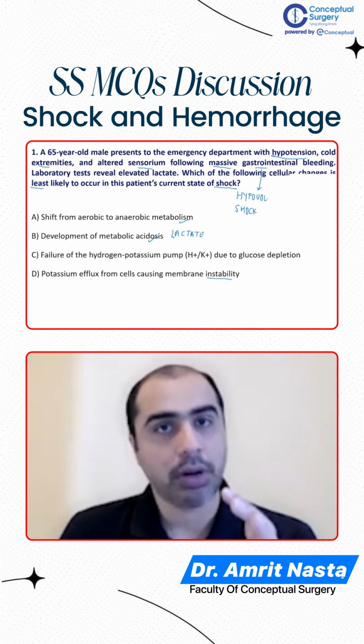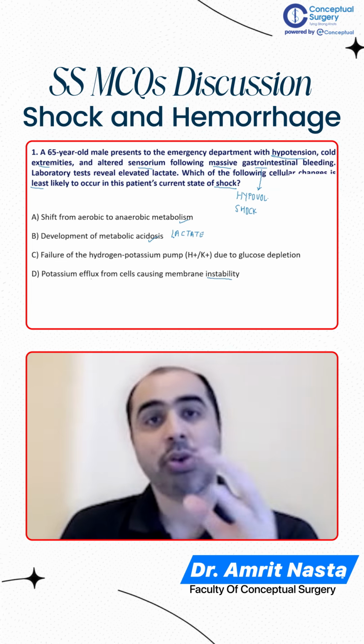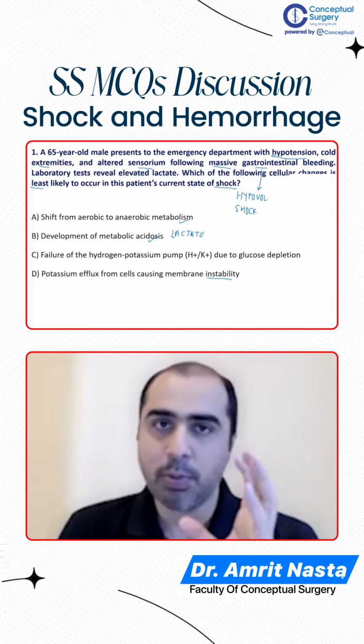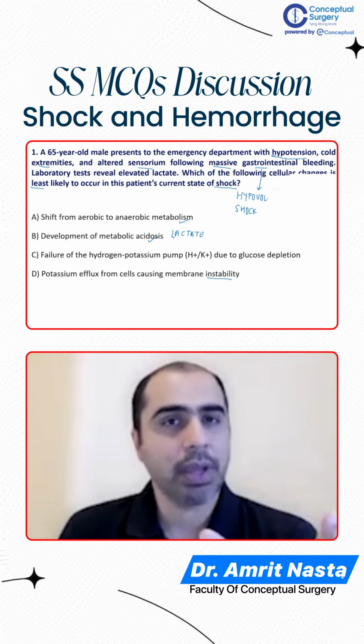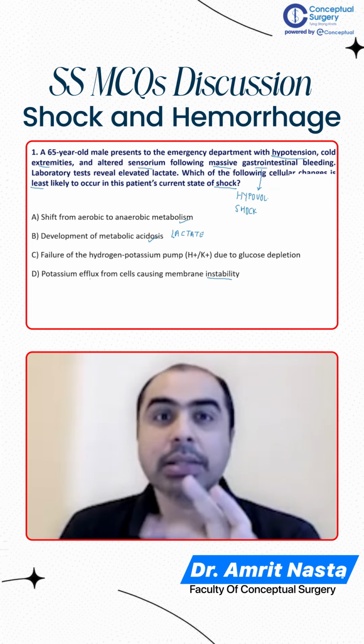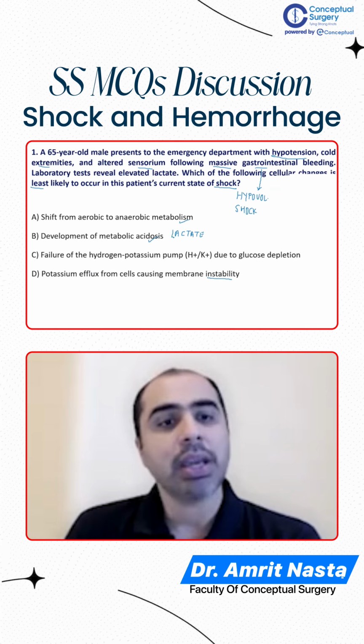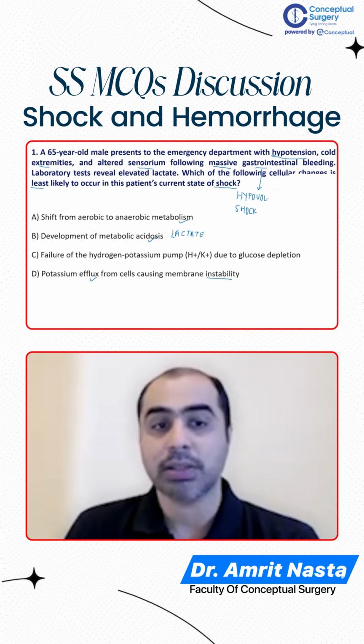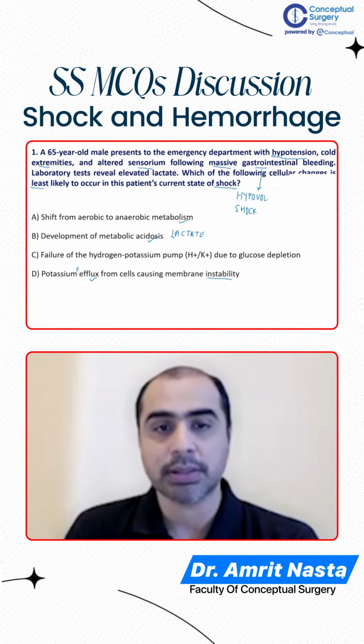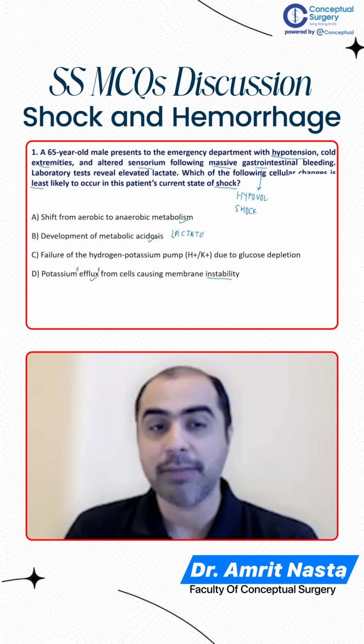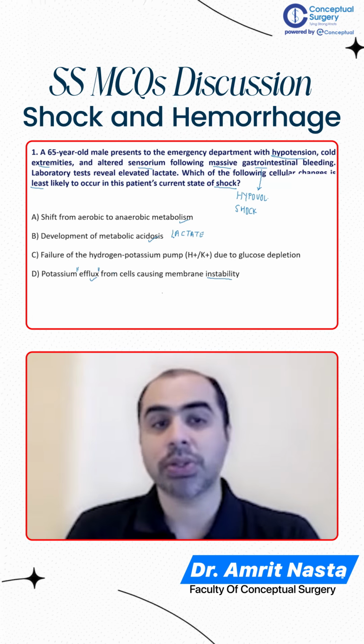mainly intracellular. Sodium is extracellular, potassium is intracellular. 95% of your potassium is intracellular. So when the cell membrane becomes unstable, this potassium starts leaking out. So there is a potassium efflux. Watch out for this word efflux. Okay, not influx, efflux. So this is also correct.